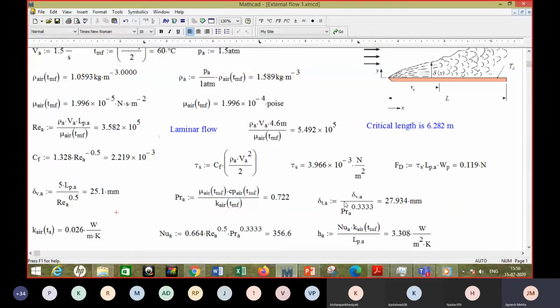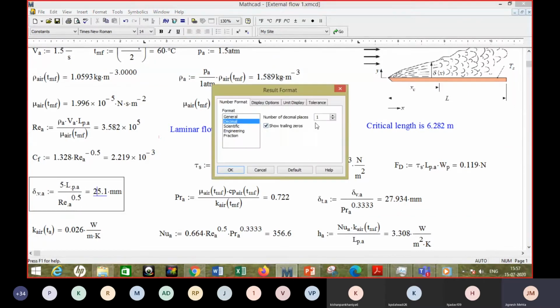So what is the thickness of the thermal boundary layer? It is given as this delta, the thickness of the velocity boundary layer divided by Prandtl number raised to 1 by 3. So you can put 1 by 3 here, or I have written it 0.3333. You can go on adding 3's here. So roughly it will be 27.93, right?